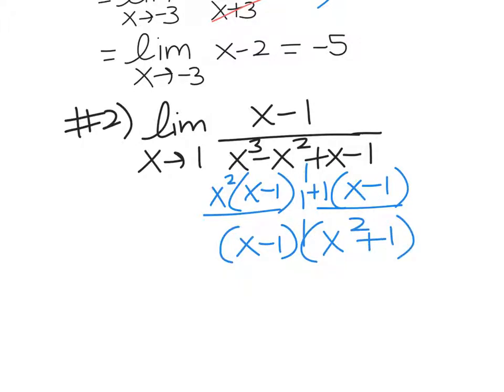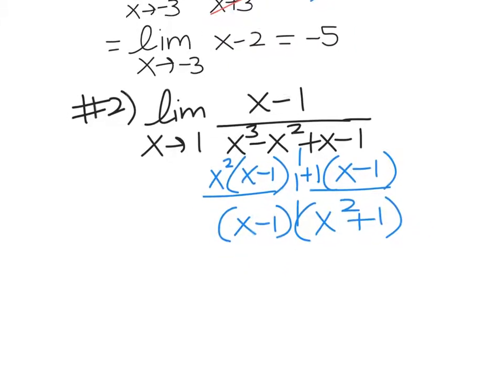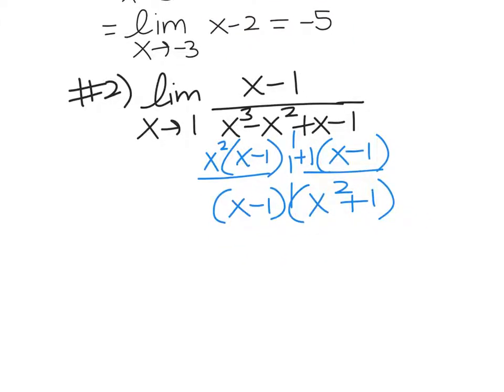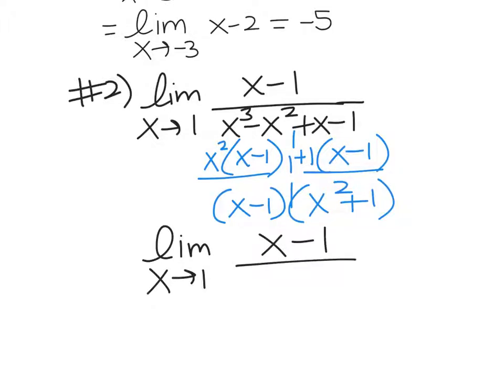It's been a little while since we've done grouping, right? Okay, so let's rewrite our whole thing here. So we have the limit as x goes to 1. The numerator is x minus 1. The denominator is x minus 1 times x squared plus 1.